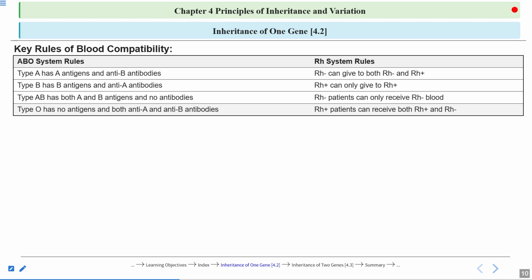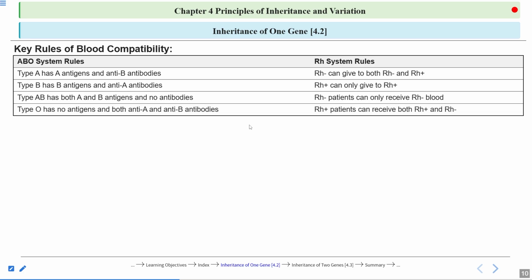This is very important to note: RH negative can donate to both negative and positive. But an RH negative patient can only receive from RH negative, because if it gets blood from RH positive, then the RH positive blood has the antigen, and against this antigen, antibodies will be generated in the RH negative person, and there will be coagulation of the blood. RH positive can receive from both RH positive and RH negative, because the RH positive person will already have the antigen.